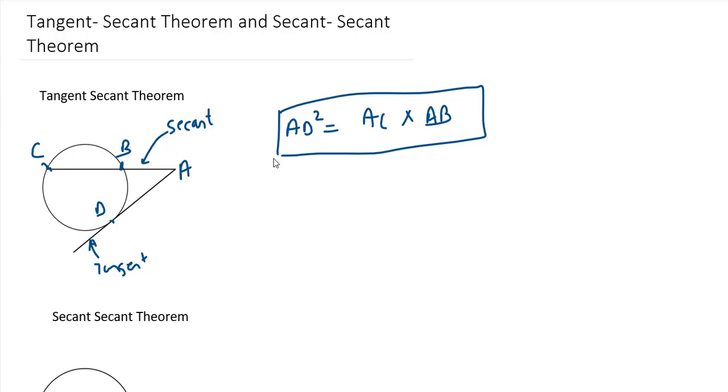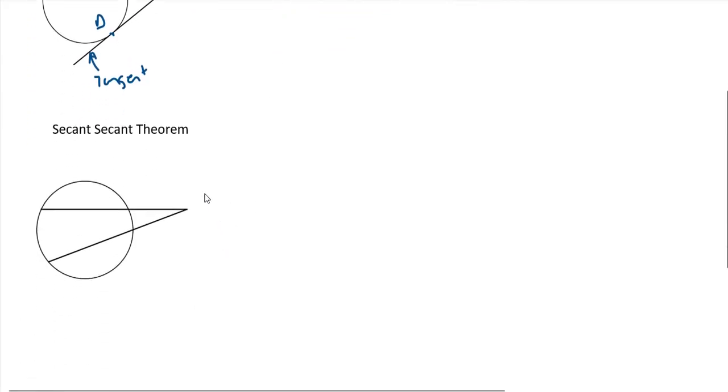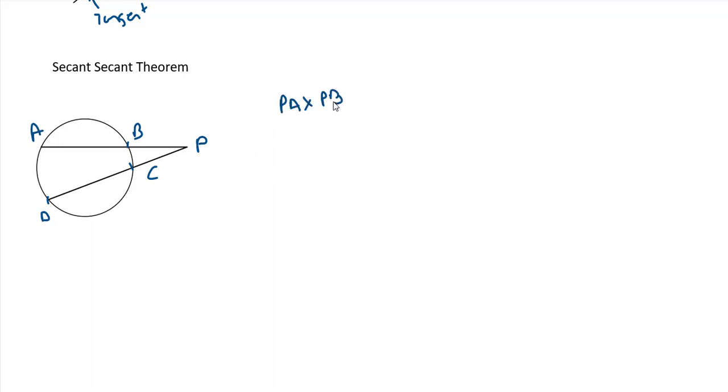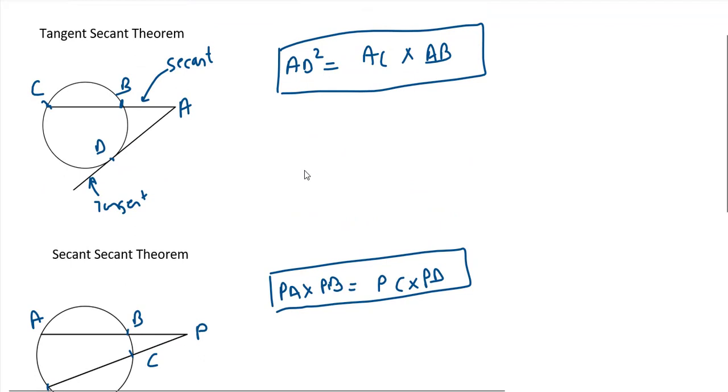There is another formula which is called the secant-secant theorem. In this we will have two secants. Let's call this point P and name the points A, B, C, D. As per the secant-secant theorem, PA into PB will be equal to PC into PD. So these are also two useful formulas which will be helpful in solving problems.